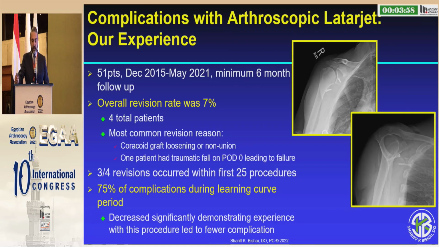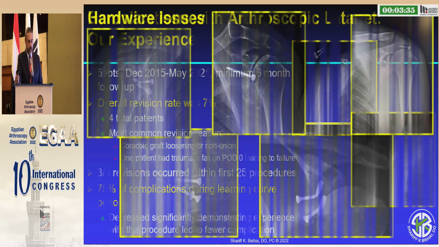In our own study, 51 patients, our overall revision rate was about 7%. Of the first four complications we had, they were in my first 25. So that learning curve of about 25 patients to do an arthroscopic Latarjet seems to be appropriate. And after that, we haven't had that many. And I think we're up to about 86 arthroscopic Latarjets since 2015.